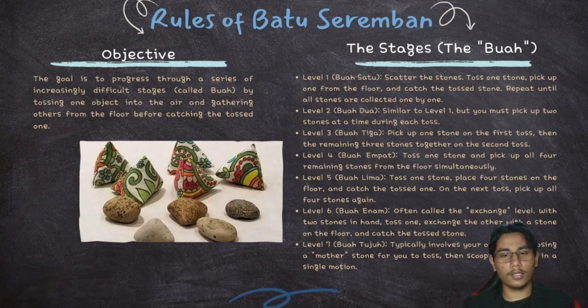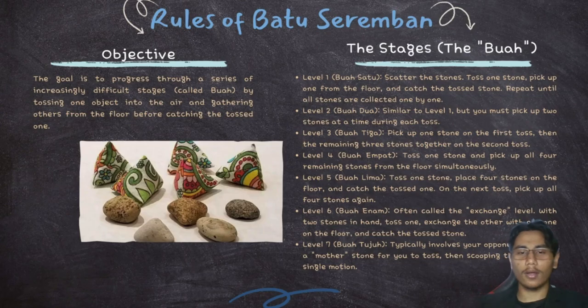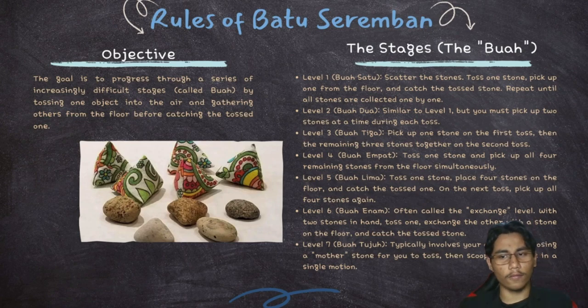It has 7 stages. The first one is scatter the stone. Toss one stone, pick up one from the floor, and catch the tossed stone. Repeat until all stones are collected one by one. Level 2 is similar to level 1, but you must pick up 2 stones at a time during each toss. In level 3, pick up 1 stone on the first toss, then the remaining 3 stones together on the second toss. Level 4, toss 1 stone and pick up all 4 remaining stones from the floor simultaneously.